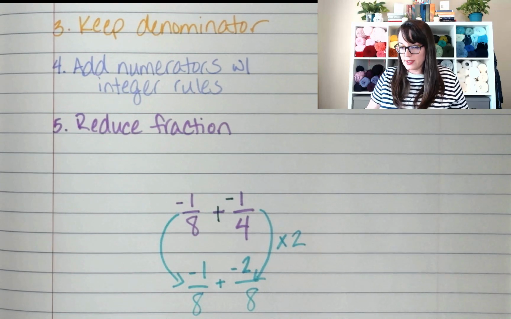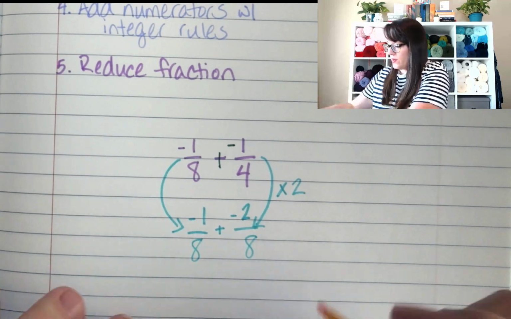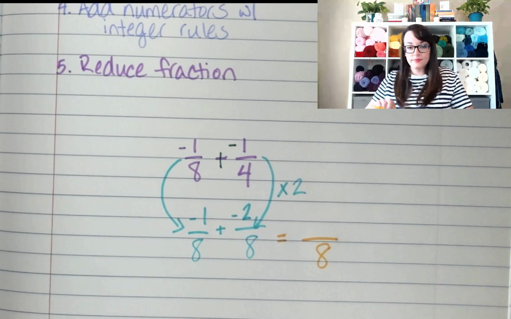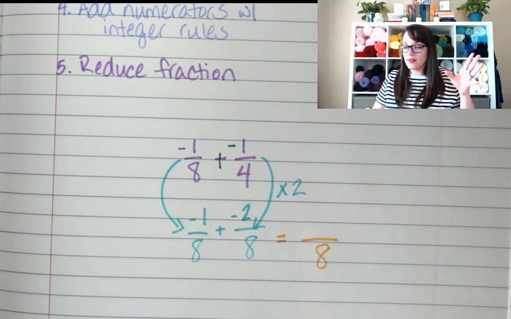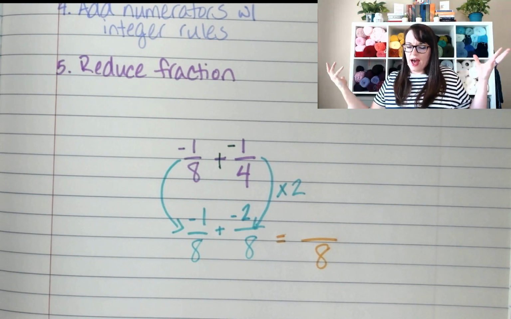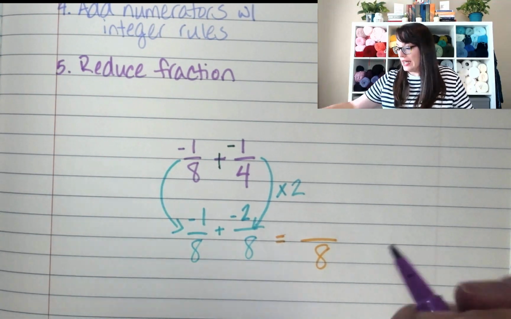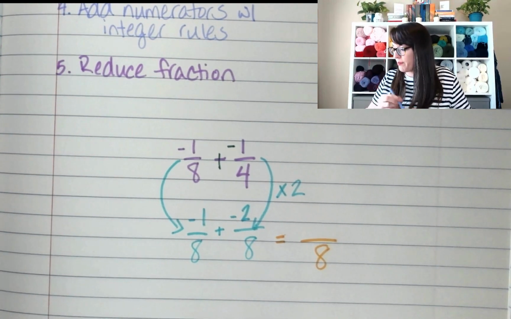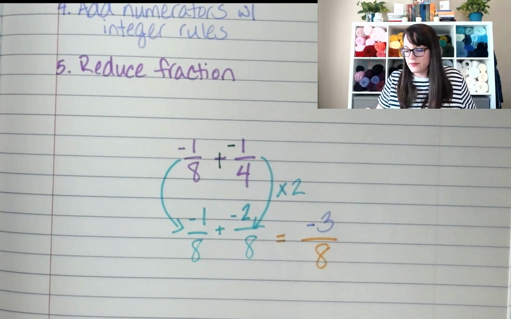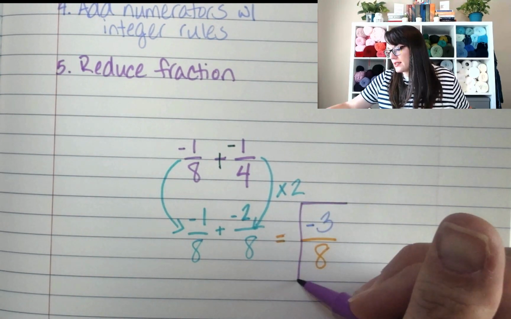Now that I have a common denominator, I keep the denominator the same. So my answer is going to have a denominator of 8. And if I have 1 negative 1/8 and 2 negative 8ths, how many negative 8ths do I have together? I have 3 negative 8ths. That's in purple. So you have 3 negative 8ths. Can I reduce this fraction? Nope. So this is my answer.